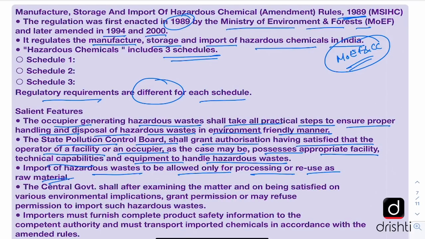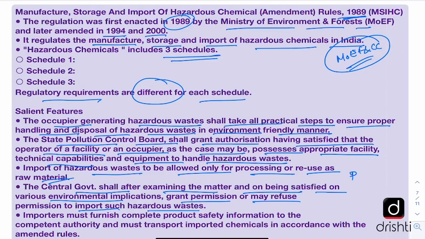So even in this plant where this leak happened of styrene, they were not producing styrene. They were importing it from outside and then using this styrene to produce polystyrene and other products. Now the central government shall, after examining the matter and on being satisfied on various environmental implications, grant permission or may refuse permission to import such hazardous waste.